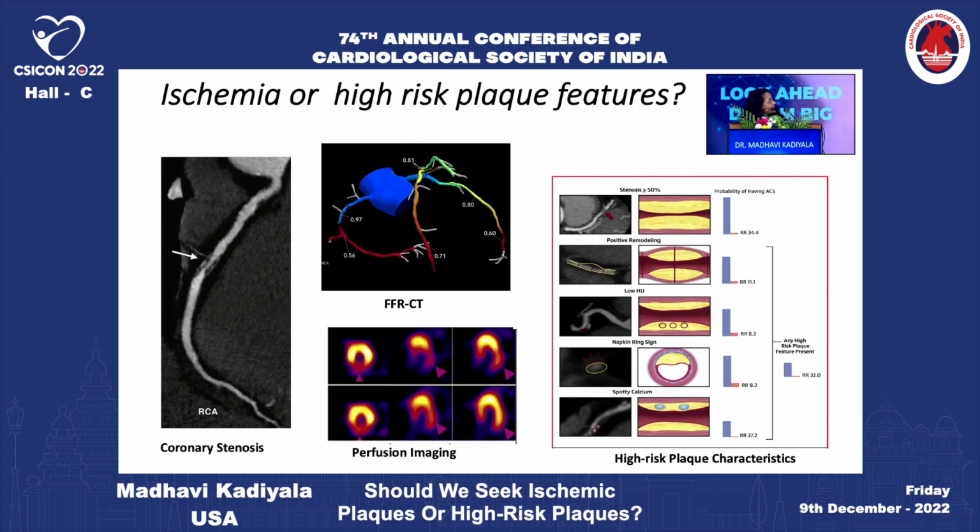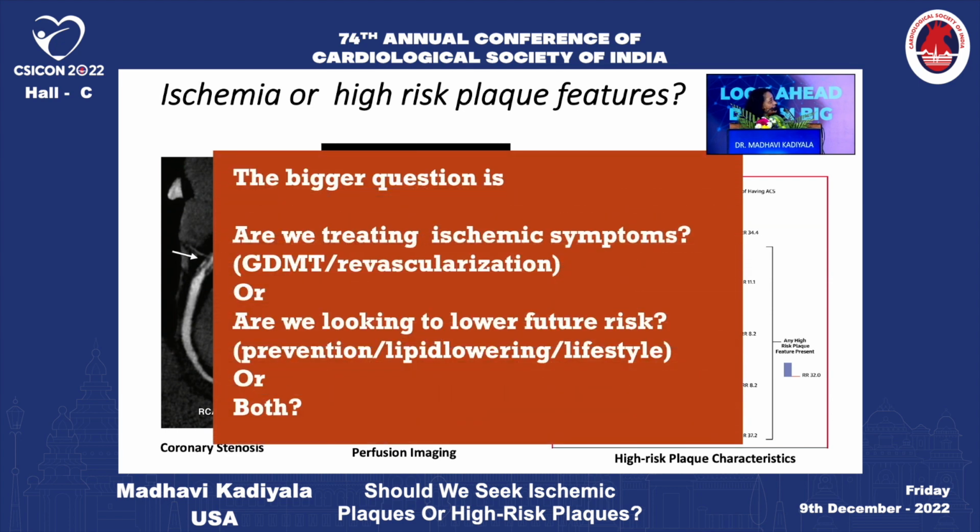So the question is ischemia or high-risk plaque features. Which one do you want to go with? And I think the bigger question is, what are we asking? Are we treating ischemic symptoms? I mean, are we trying to decide whether we are going to treat medically or with revascularization? Or are we looking to lower future risk? Are we talking about prevention, lipid lowering, aggressive lifestyle changes? Or are we looking at both?